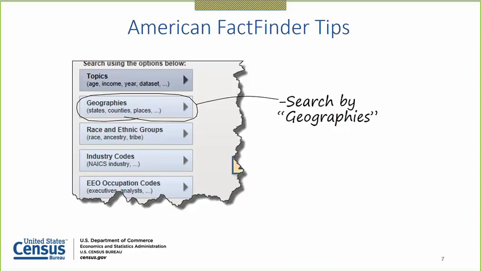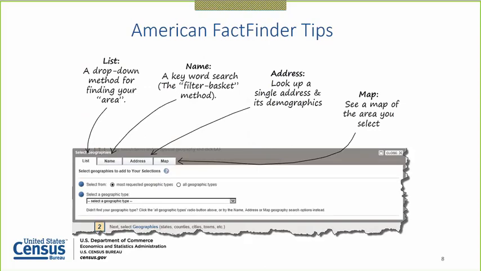As David mentioned, one of the ways that we can search is through geographies. This will be on the left-hand side of the screen. When you select it, it breaks down a little bit further. We've got four tabs: list, name, address, and map. The list is exactly how it sounds. You get a drop-down list to go through and select your geographies or the area that you're looking for.